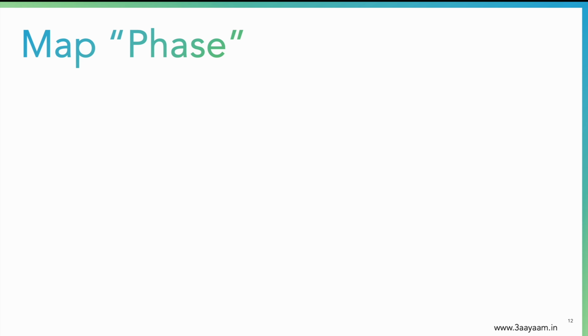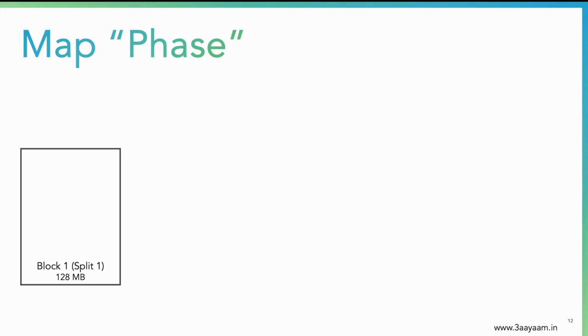So let's understand the map phase or map task. This is what happens in a map phase. First, let's consider one block or one split which is of size 128 MB.